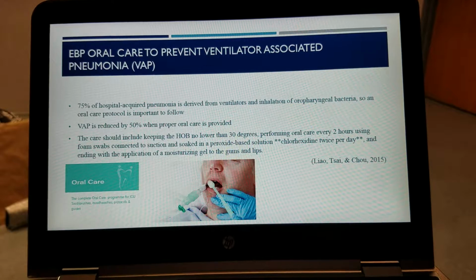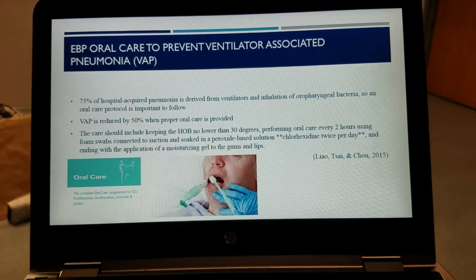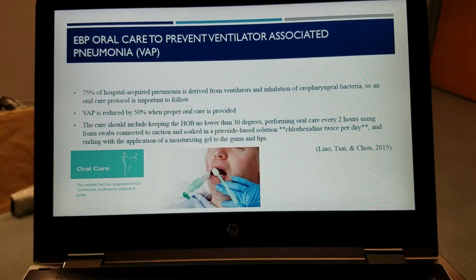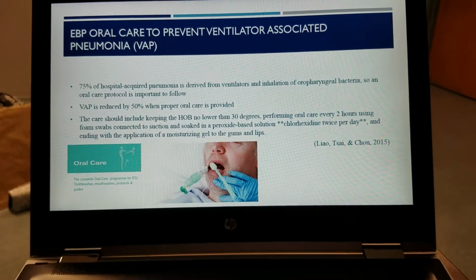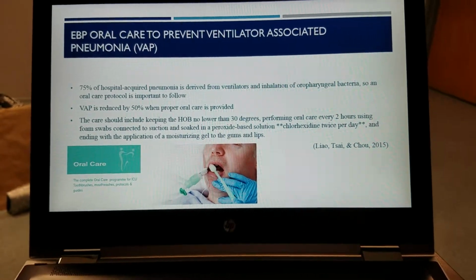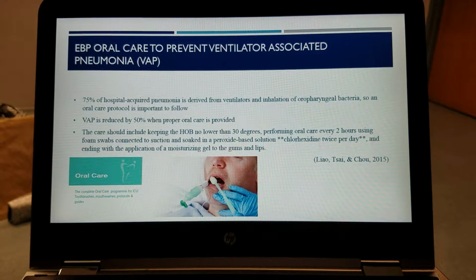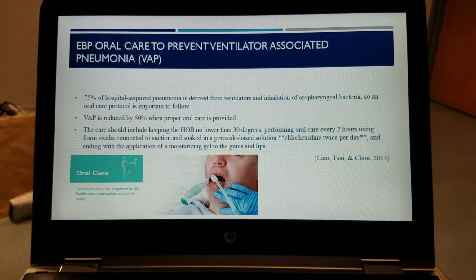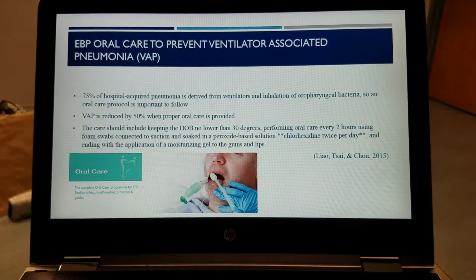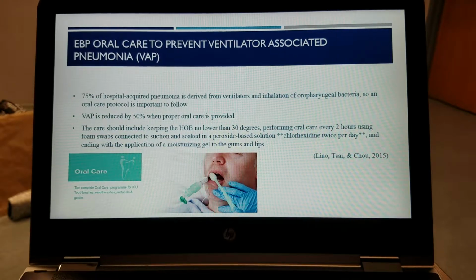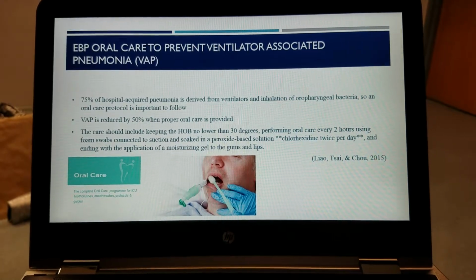Oral care to prevent ventilator-associated pneumonia, also known as VAP. 75% of hospital-acquired pneumonia is derived from ventilators and inhalation of oropharyngeal bacteria, so an oral care protocol is important to follow. VAP is reduced by 50% when proper oral care is provided.